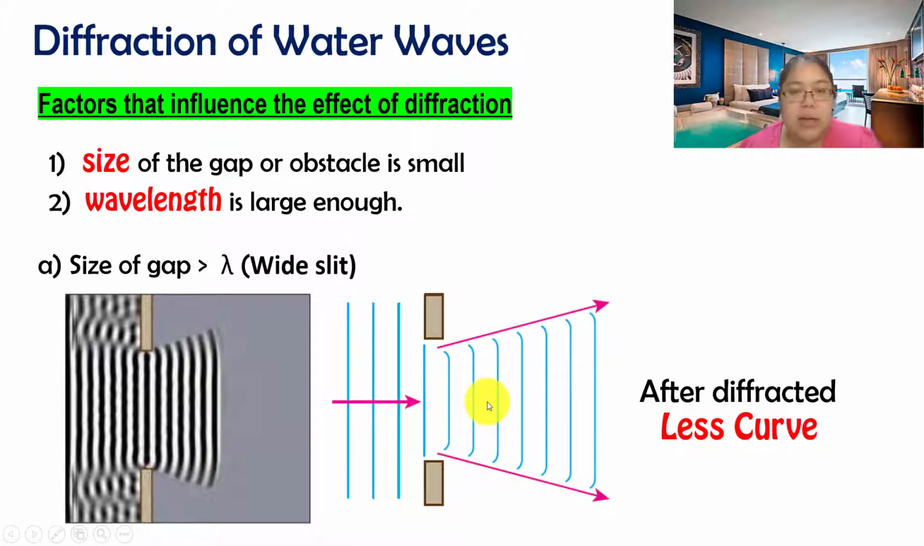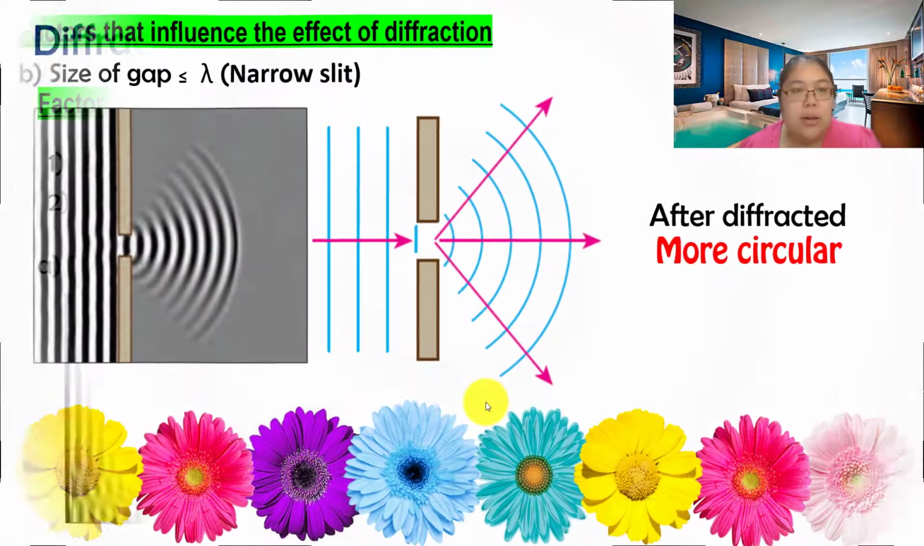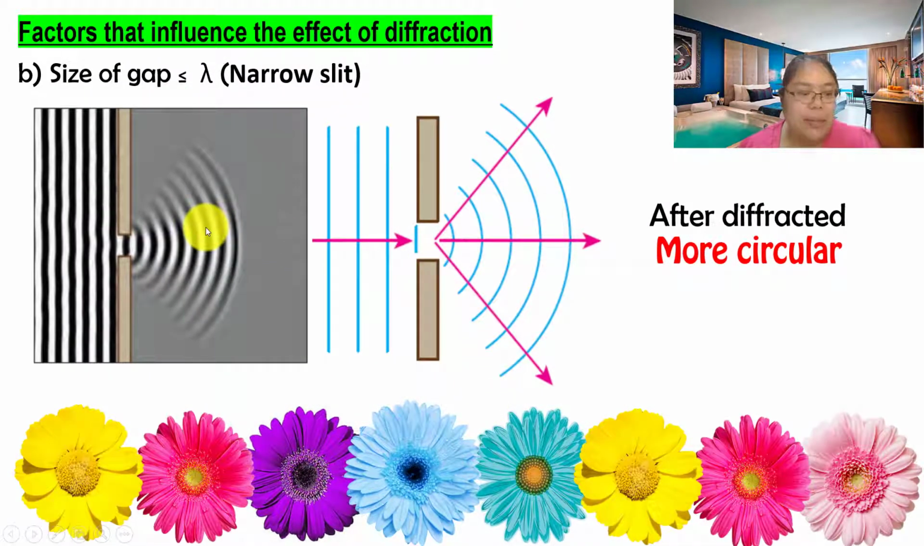Okay, then we go to the second one. The second one means the gap is smaller. You see the size of the gap is now less than lambda. Less than lambda means it is very small. When it is very small, you can see they become circular already. The shape becomes circular and the direction of spreading out is also wider. So this one is from the ripple tank.